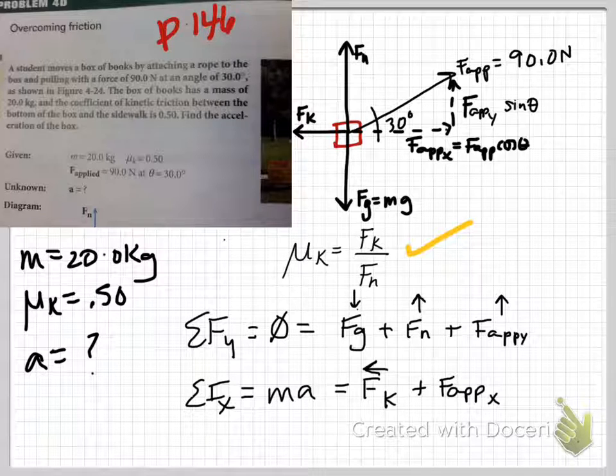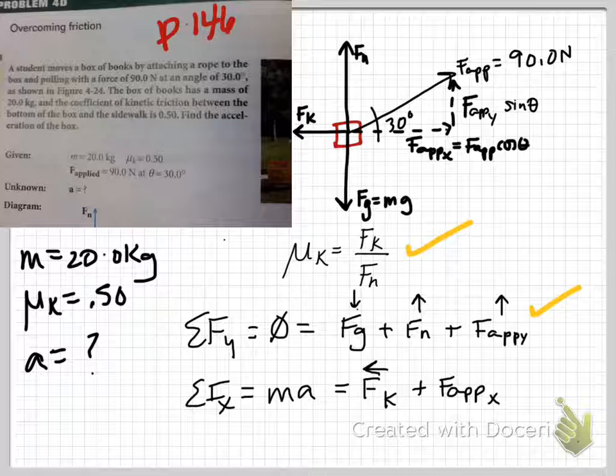We have the equation for mu k. Mu k is equal to Fk over Fn. We have the sum of forces on the y-axis, and we know that the sum of forces on the y here is equal to 0. The box is not spontaneously rising into the air nor sinking down into the earth. So all the forces on our y-axis are accounted for: force of gravity, normal force, and force applied on the y. And I almost forgot force applied on the y. I don't know if you saw me sort of forget that.